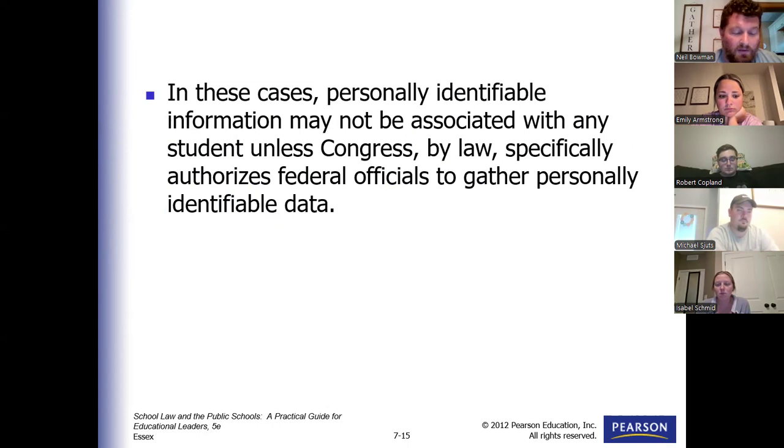Building on the last point, even when these officials access records for legal or audit processes, there's a crucial safeguard in place. The personally identifiable information, meaning data that can be linked directly to a specific student, generally cannot be associated with any student. This means they can look at collected data, analyze program effectiveness, or ensure compliance without identifying individual students. The only exception is if Congress, through a separate and specific law, authorizes federal officials to gather and link identifiable data. This emphasizes the strength of student privacy protections under FERPA.